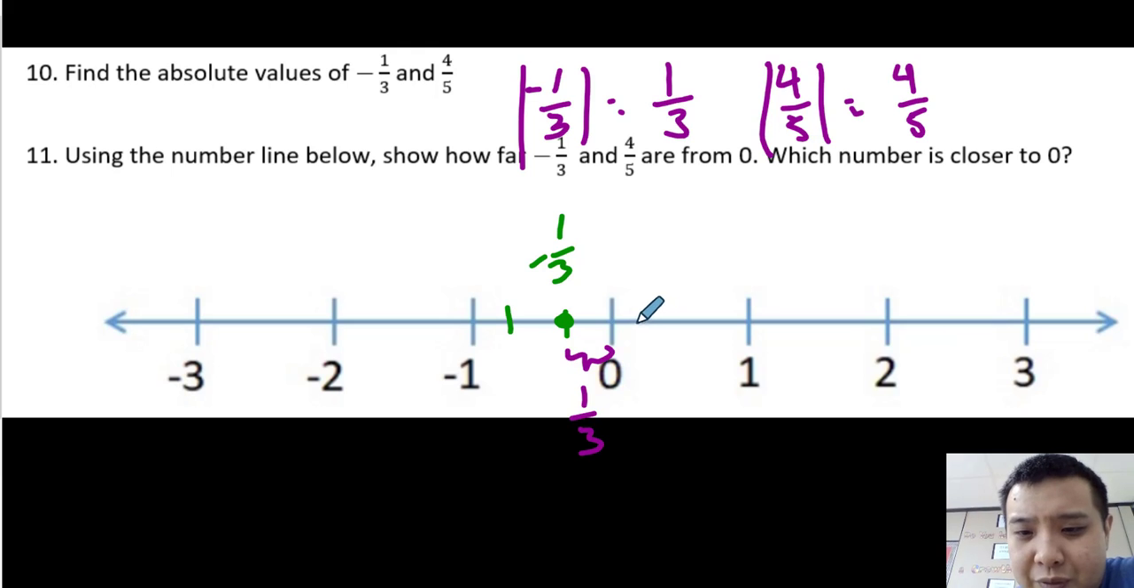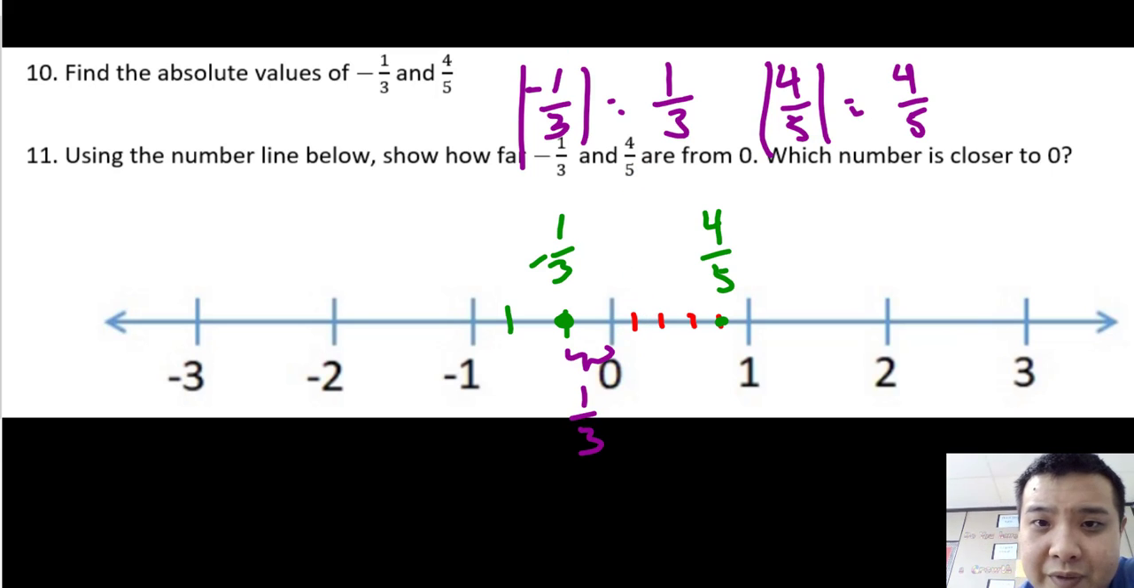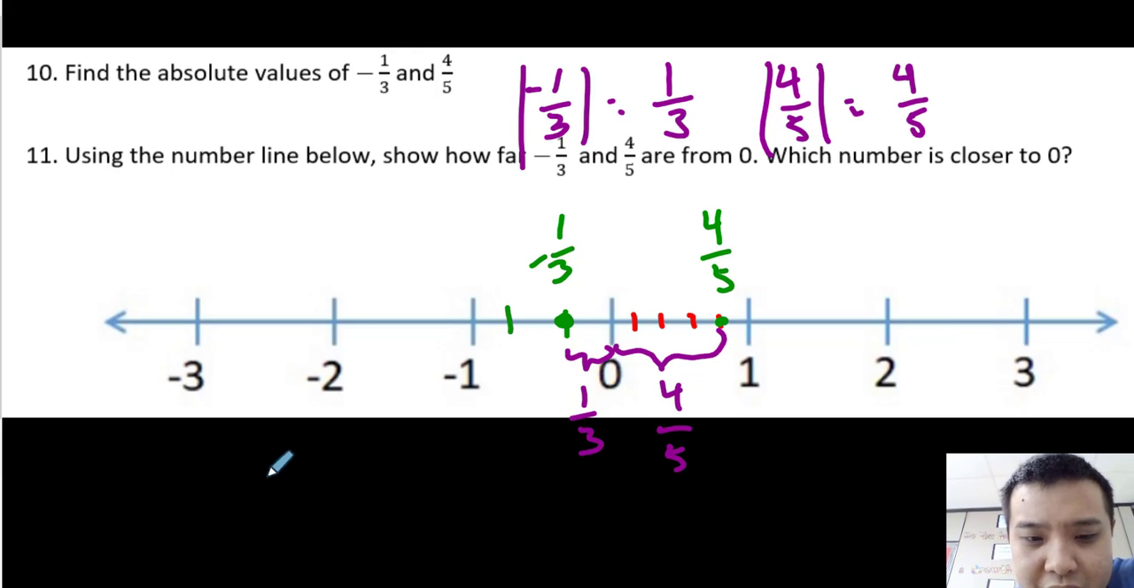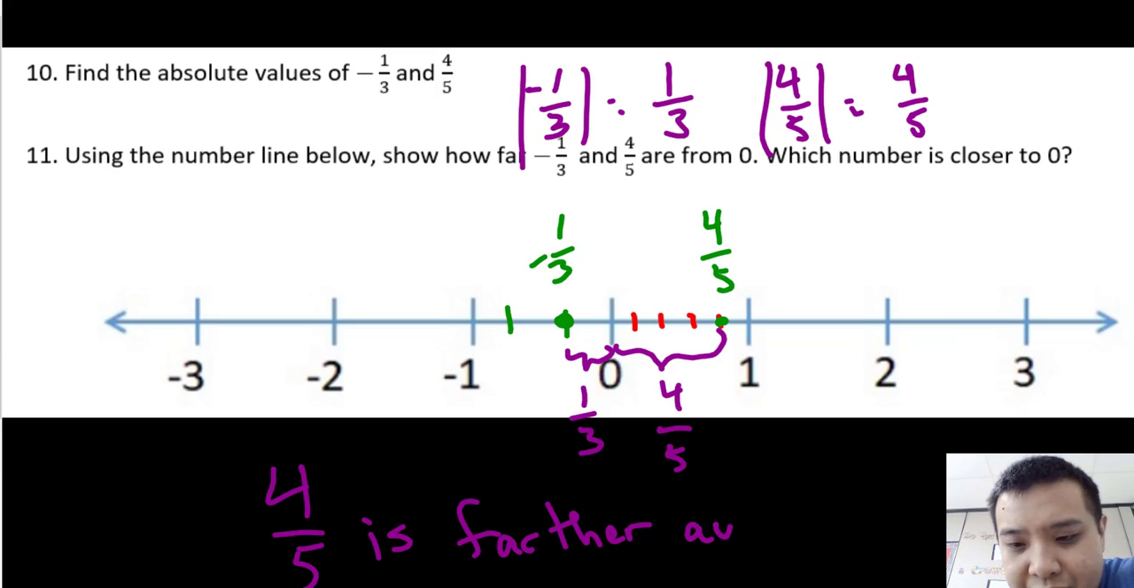Here, 4/5, we're going to split this into 5 equal parts. 1, 2, 3, 4, and then 5 is going to be the 1 right here, because 5 over 5 is 1. And then we will use 4/5, so 4/5 is right here. We can see visually that 4/5 is farther away from 0 than negative 1/3. So 4/5 is farther away from 0.